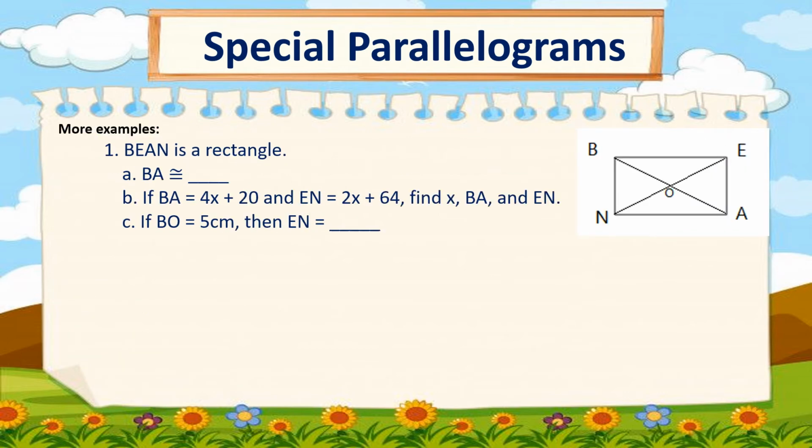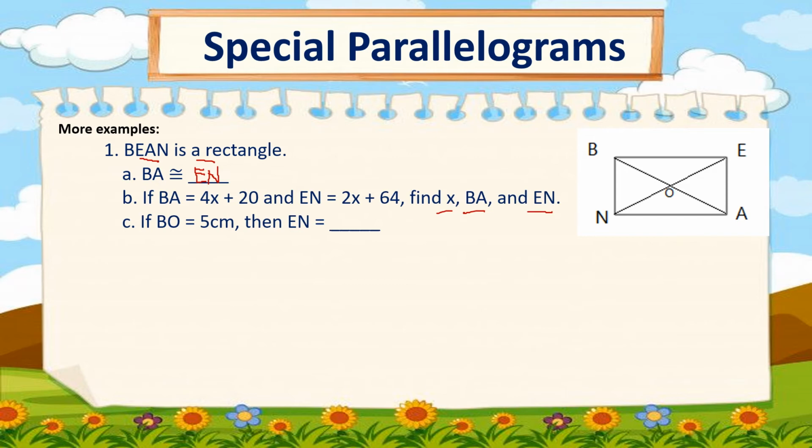Let's have more examples. BEAN is a rectangle. So look at the given figure. Letter A, BA is congruent to... we have learned that the diagonals of a rectangle are congruent. So we can say that BA is congruent to EN. Letter B, if BA is equal to 4x plus 20 and EN is equal to 2x plus 64, find x, BA, and EN.